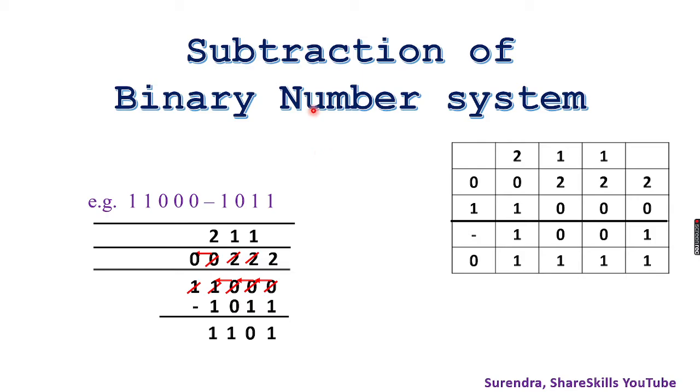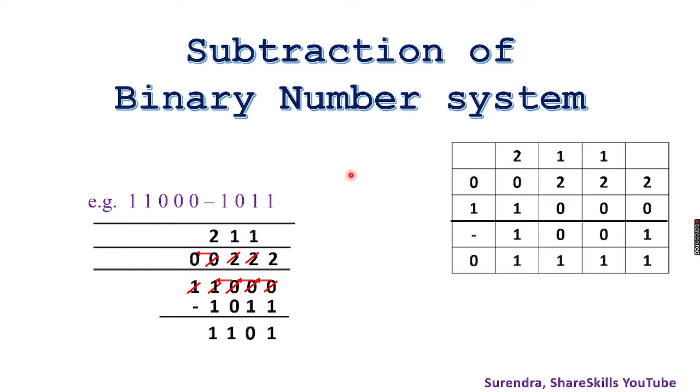In the series of binary numbers, this is the binary subtraction video, and we are going to discuss the subtraction methods of the binary number system. We know that in the binary number system there are only two bits, either 1 or 0. So we are going to discuss subtraction in a simple, easiest way.